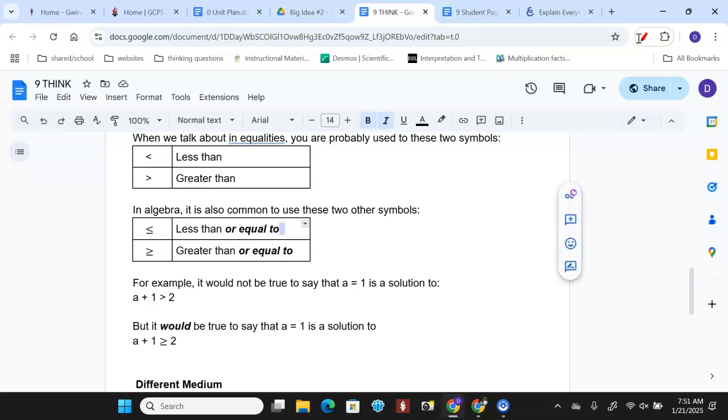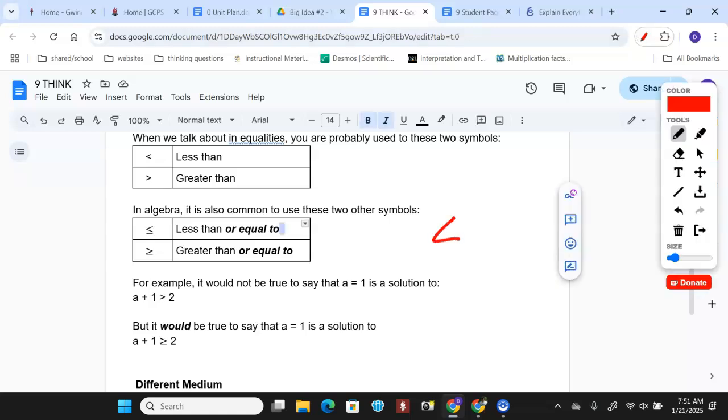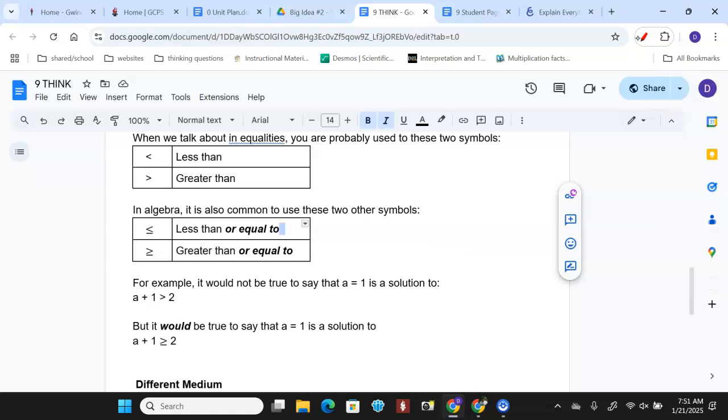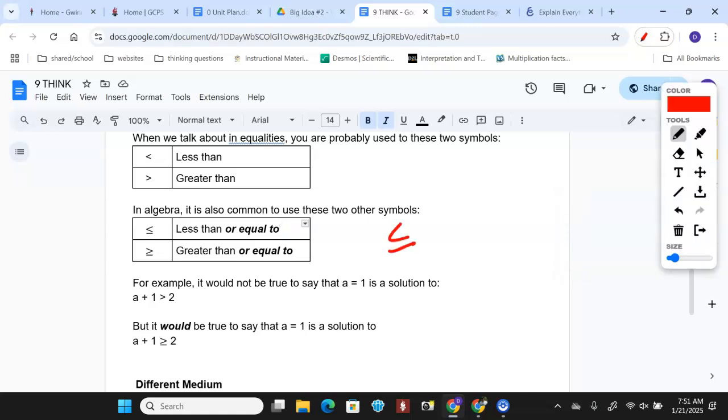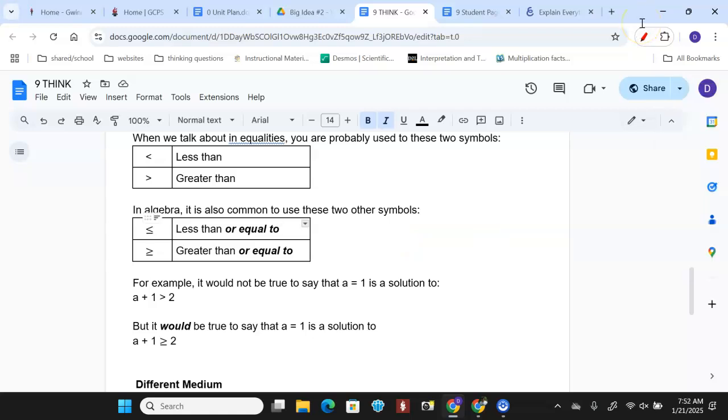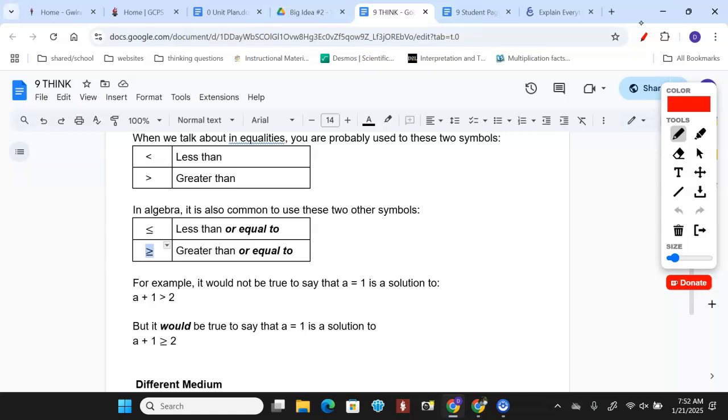For whatever reason, we don't write the full symbol. We don't write less than or equal to. We just write one of the equal bars, and that's it. So less than or equal to, greater than or equal to. Let me show you how that works. Think of that as a less than sign and an equal sign together. This is a greater than sign and an equal sign together.